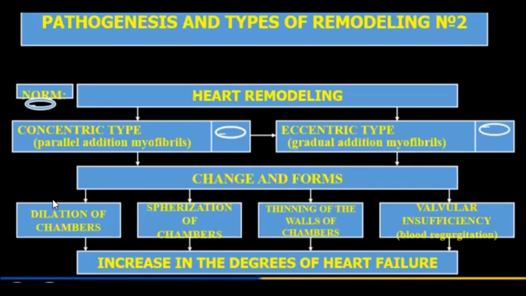Changes in forms, dilation of chambers of the heart, spherization of the chambers, thinning of the wall of chambers, and valvular insufficiency, blood regurgitation. And as a result, this influences the increase in the degrees of heart failure.